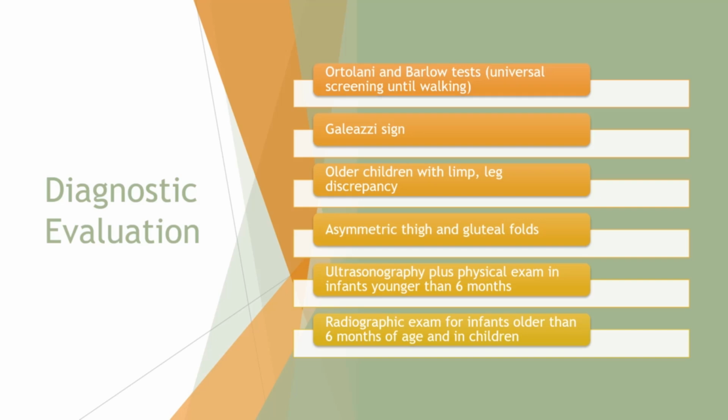So we're not doing x-rays in the earlier period because they're not reliable in that early infant period, because ossification of the femoral head does not actually occur until about 4 to 6 months of life. So we need to use an ultrasound, because if we did an x-ray, you're not going to be able to see that femoral head until that ossification actually occurs.